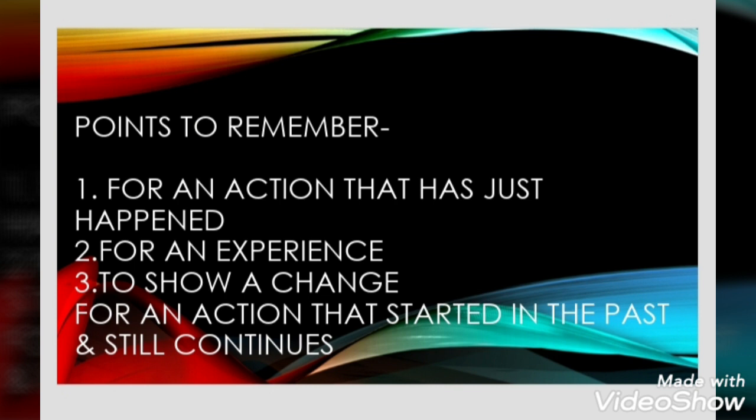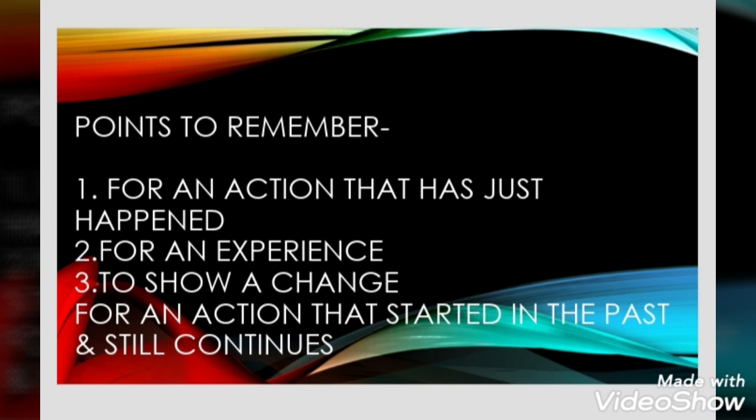Next, come to 4. The fourth point where present perfect tense is used is for an action that started in the past and still continues. Now I'll give you an example where the action started in the past and continues in the present. Example: I have studied in this school for 5 years, which means that I took admission in the school 5 years ago and I am still a part of it.